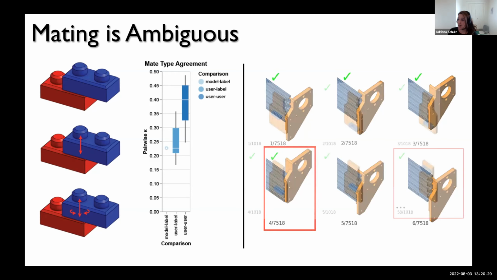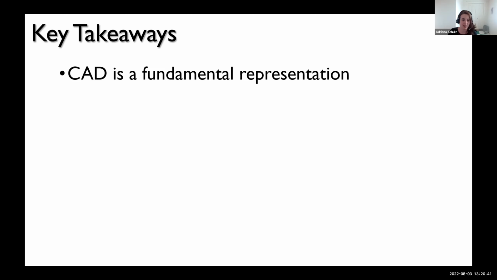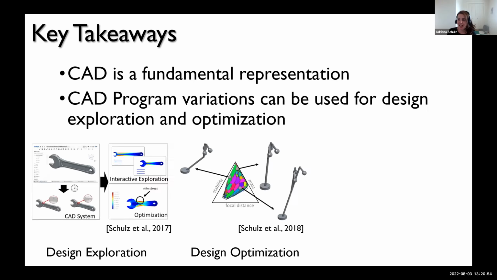So I think I'm going to skip some of this and just wrap up so that we can have some time for questions. So here are some of the key takeaways that I would like to highlight in this talk. So the first is that CAD is a fundamental representation, as I said in the beginning, if we are trying to model our world. The second is that CAD program variations can be used for design exploration and optimization, right? So CAD programs define not one object, but a family of shapes, and leveraging them for optimization is a really interesting problem.